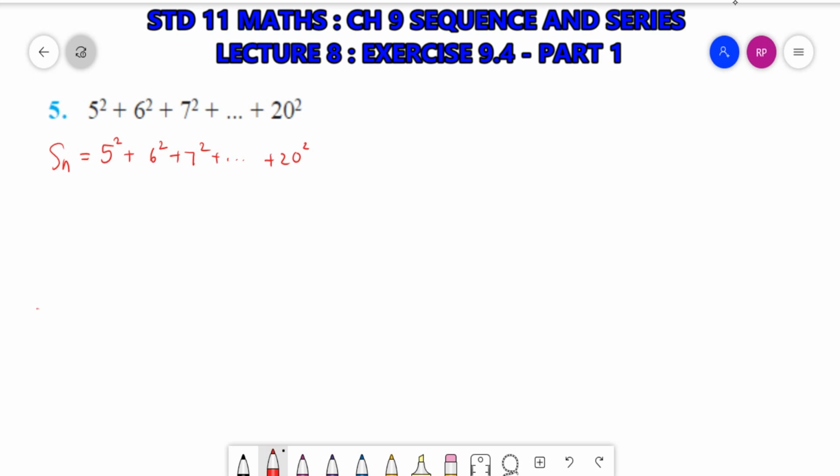Now see, I have given you the formula: the sum of n square is equal to n into n plus 1 into 2n plus 1 upon 6. This formula says that it is starting from 1, meaning 1 square plus 2 square plus 3 square up to n square. But here, it is starting from 5, so I cannot use this formula. So see what rearrangement I am doing.